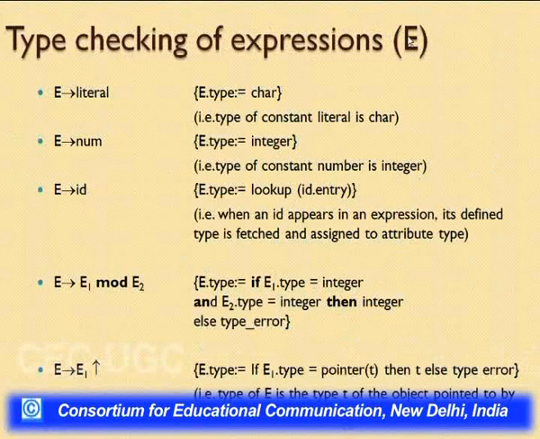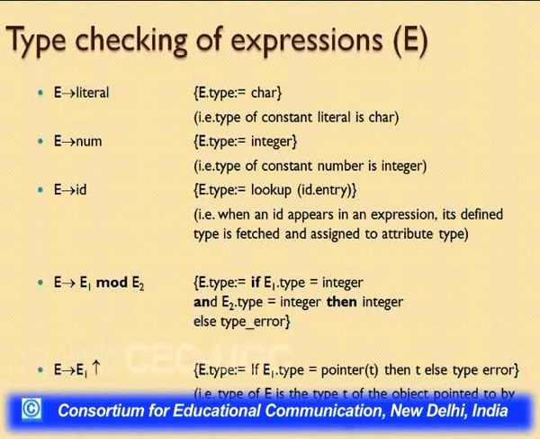Okay, so type checking for expressions. These are the two things we'll find in a program: statements, and statements will have expressions. So we need to understand how type checking for expressions will be done, and how type checking for statements will be done. First of all, we need a grammar. We just take a very simple grammar. E derives literal, E derives number, E derives ID, E derives E1 mod E2, where mod can be any arithmetic operation in our consideration right now.